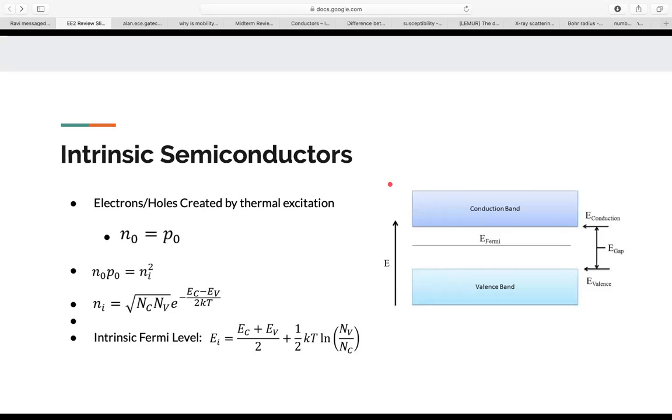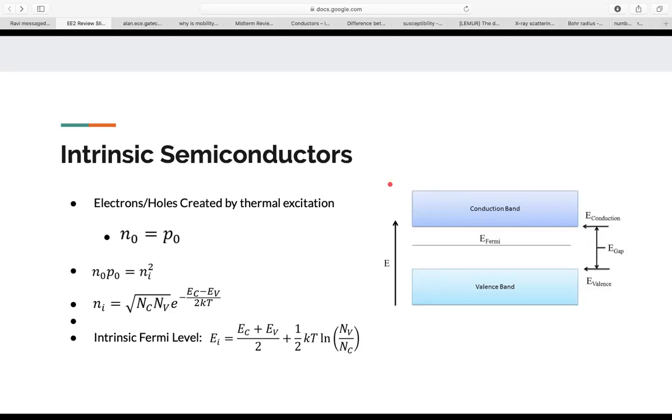So that's a pretty useful relation. And this relation, N naught times P naught equals Ni squared, holds no matter what your state is, whether it's extrinsic, intrinsic, or freeze out. And Ni is your intrinsic carrier concentration, and that's calculated with this handy little formula.